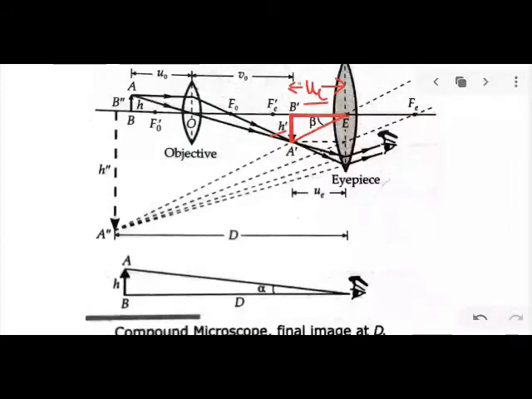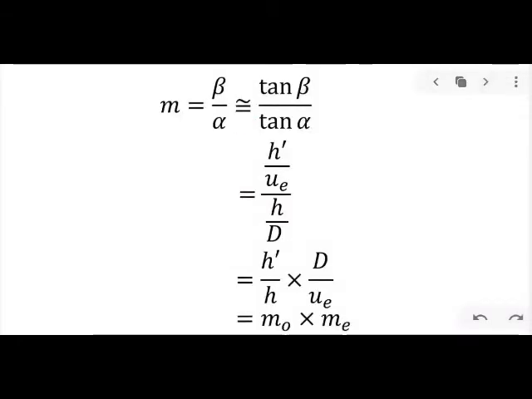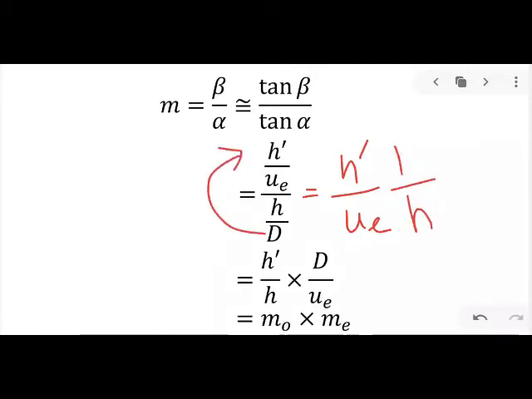Now for tan alpha, consider this triangle AB. In this triangle, tan alpha will be the opposite side H divided by the adjacent side capital D. So I have written H by capital D. This UE will go to the denominator, and this capital D will go to the numerator. So I can simplify it as H' by UE, and this H will be at the denominator, this D will go to the numerator, so H' by D. Now let us write this H here and UE here. So I have H' by H times D by UE. Is it clear?